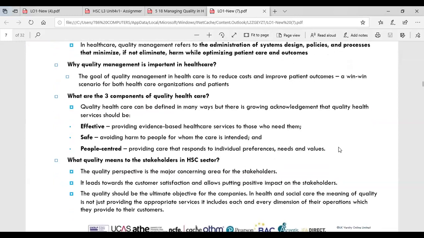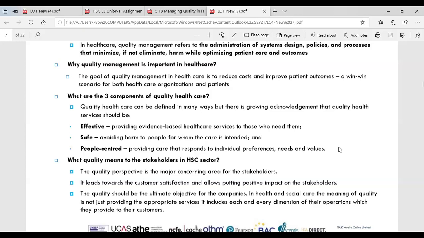So when you're keeping it patient-centered or people-centered, you're talking about their preferences and what they need. They come from different backgrounds, they have different thoughts, different views. Those have to be respected every time, not putting your views first, but listening to them and then doing what is best for them. So what does quality mean to stakeholders?